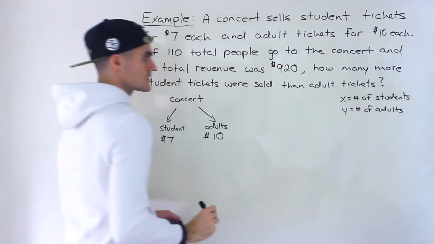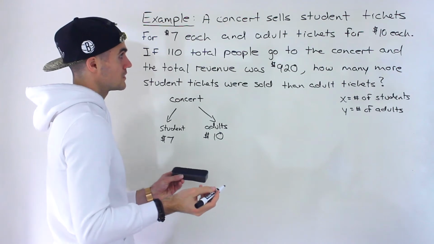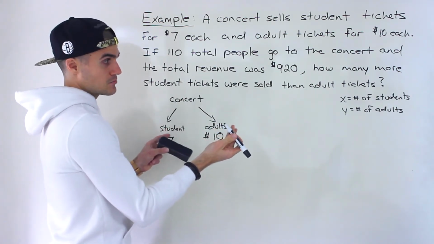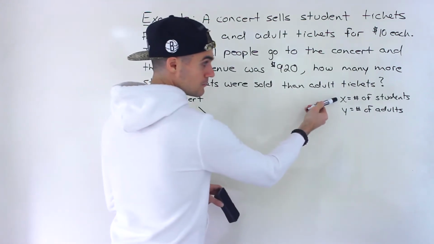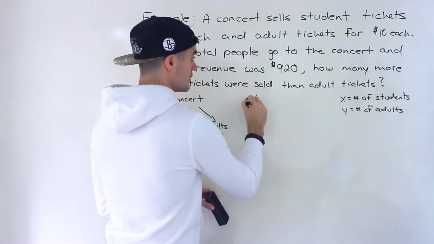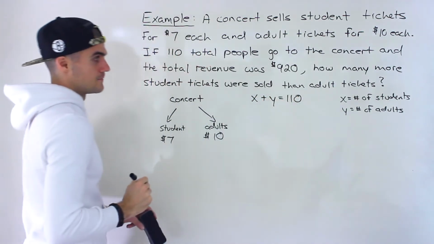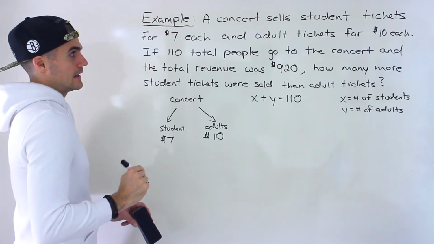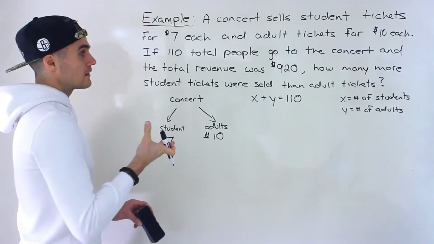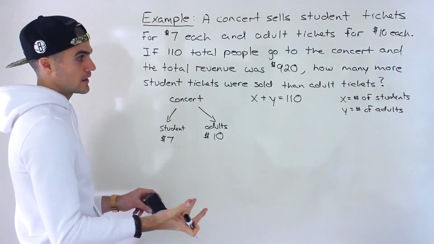And what we have to do is create some equations for this. We're told that there's 110 people in total, so that's a pretty easy equation to create. Basically, this is the number of each. So x plus y is equal to 110, like that. Now the next one is a little bit trickier to create. We're told the total revenue was $920.